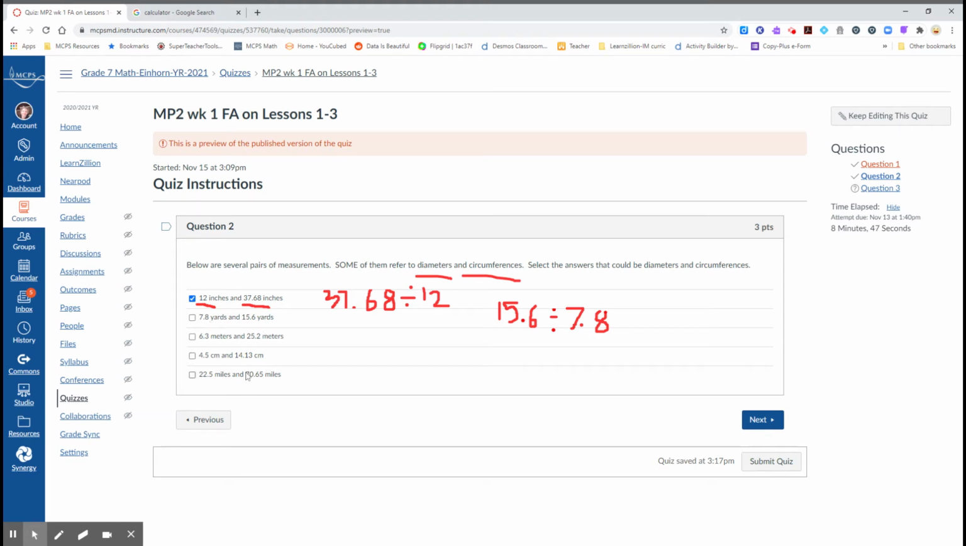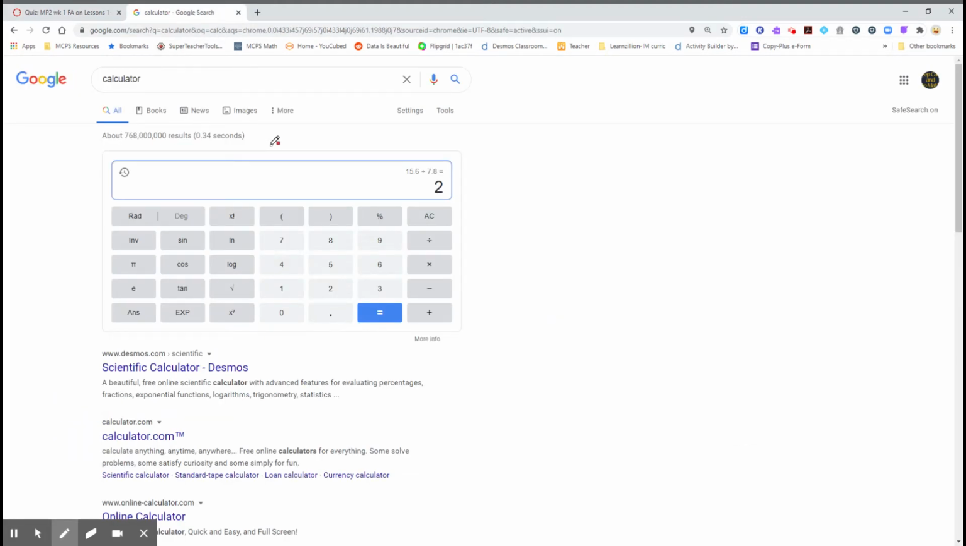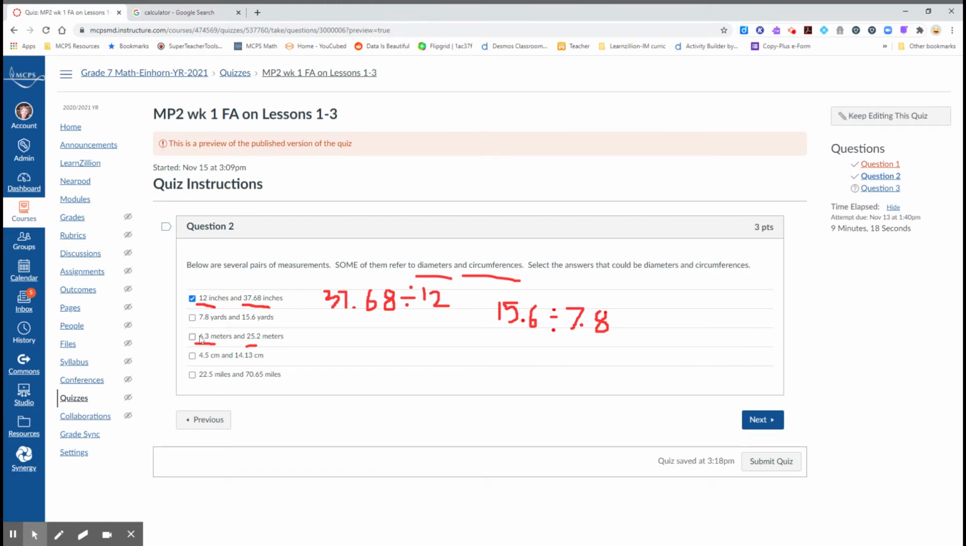Let's check the last 3 quickly. 25.2 divided by 6.3. That's 4. Again, not a little bit bigger than 3. That one is not right. It's not that one either.